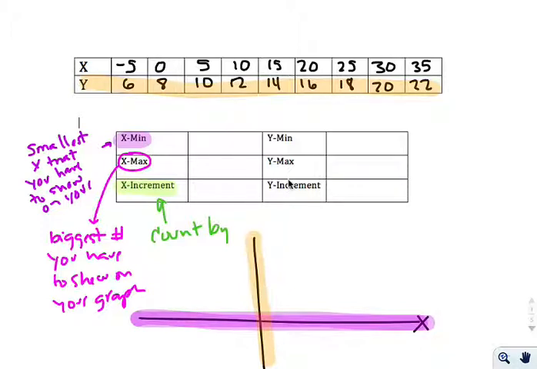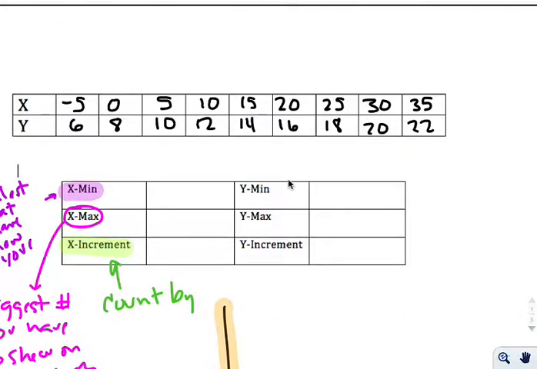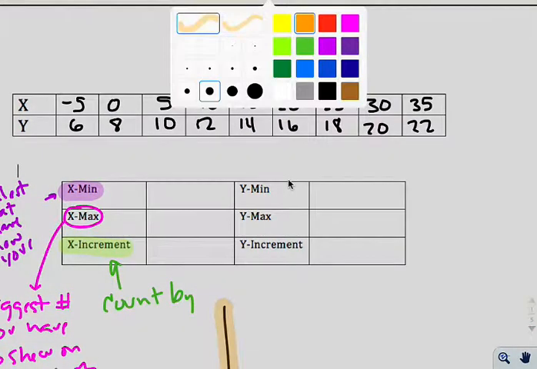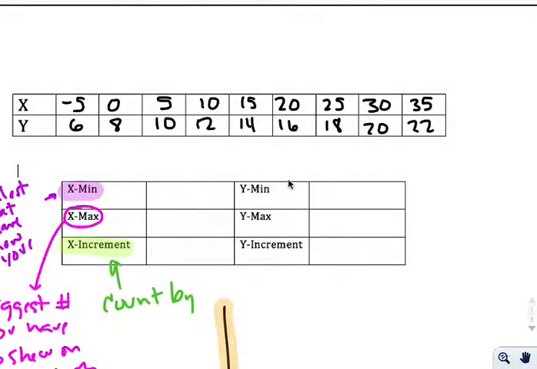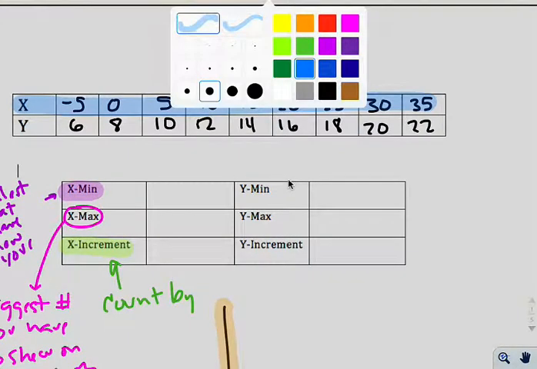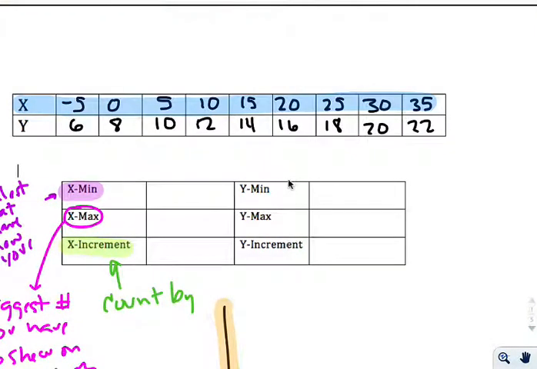So let's talk about how we can make those decisions really well. It really has to do with a careful analysis of your table. So, x min, x max. The first step in this process is probably just looking at your table, looking at the x column, and asking yourself, what's the biggest and smallest number that we actually have to look at in our table? So I can highlight 5 to be the smallest, 35 to be the biggest.